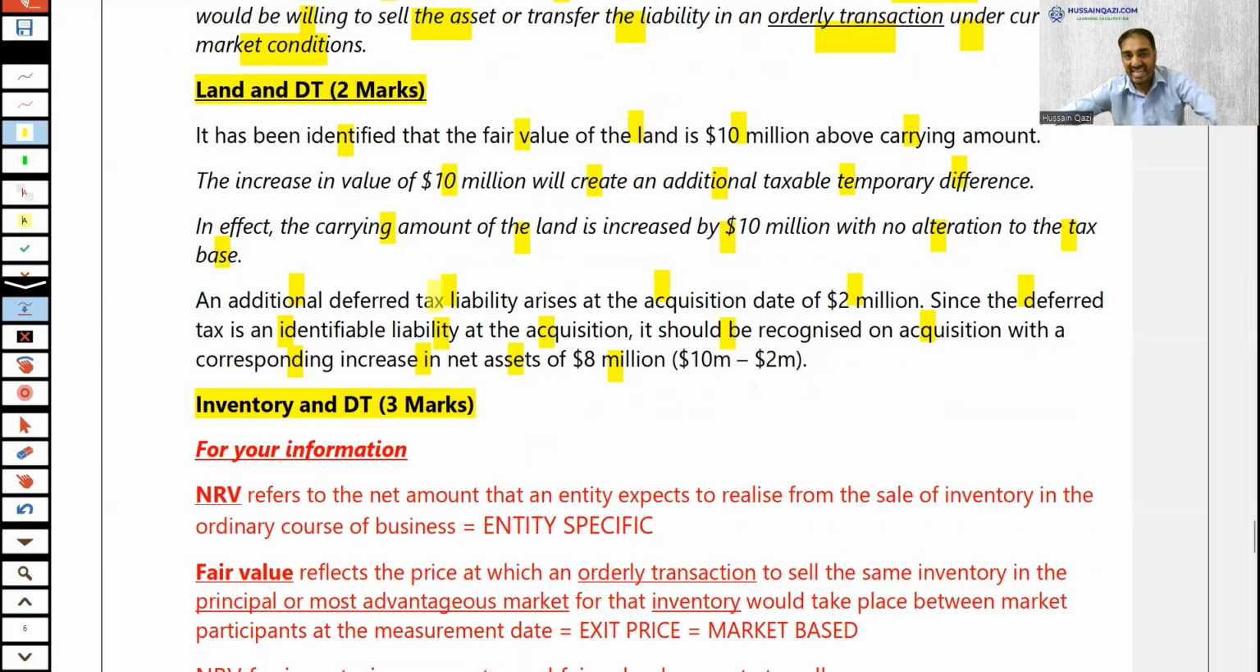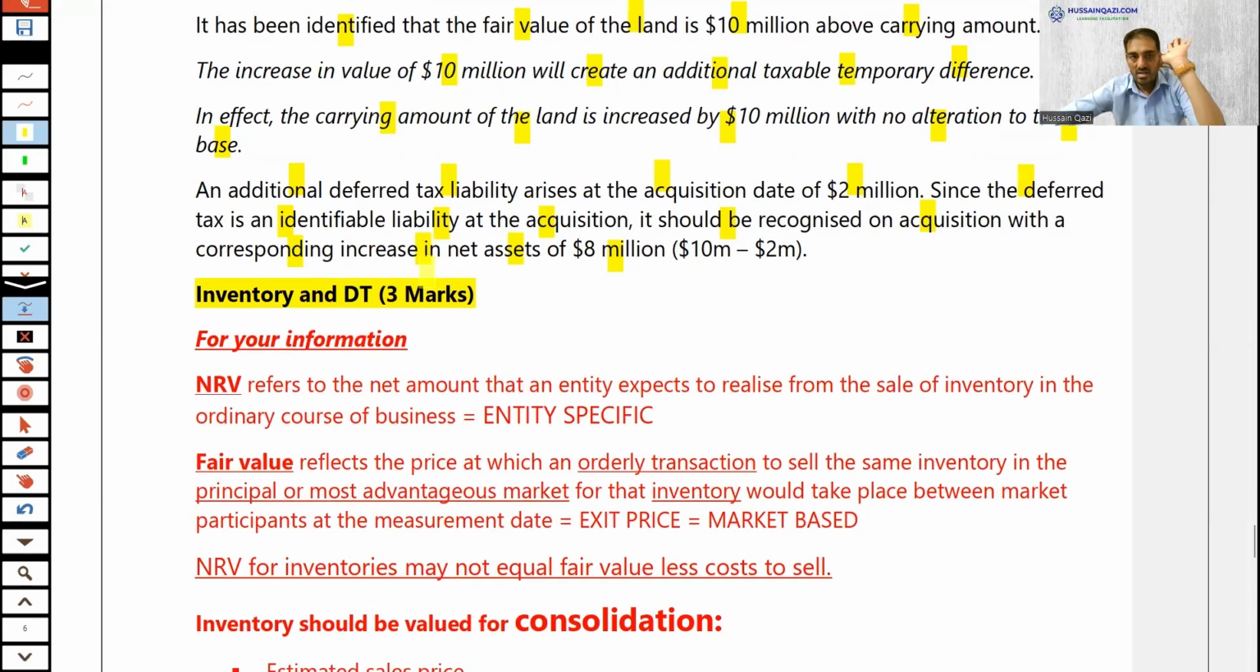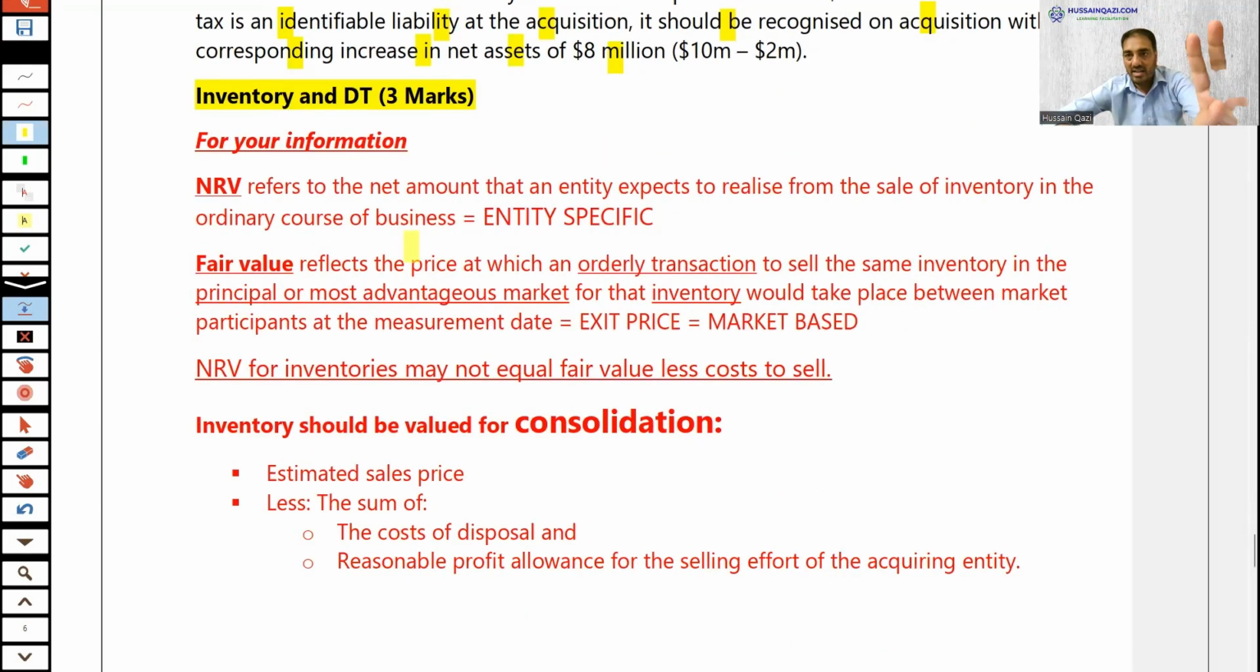Number 2, inventory and deferred tax. This red highlighted point is just for your information.